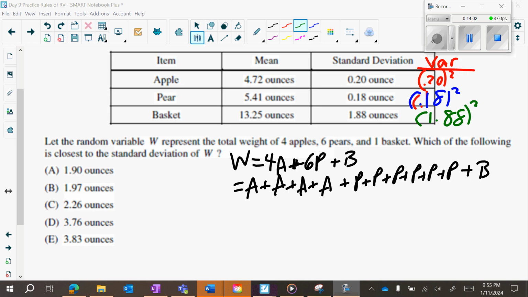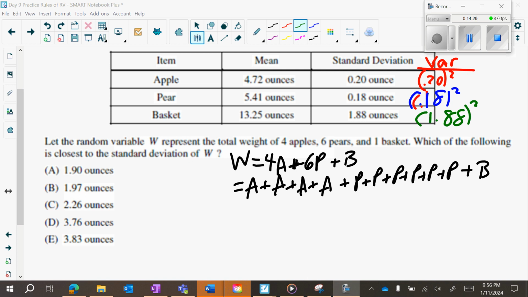Okay, in this question, we have a basket with a total weight of 4 apples, 6 pears, and 1 basket. So I set this up where I wrote W equals the total weight, 4A plus 6P plus 1B. And if you break this down, this is really 4 apples. So apple plus apple plus apple plus apple is a grouping of 4 apples, 6 pears, and 1 basket.